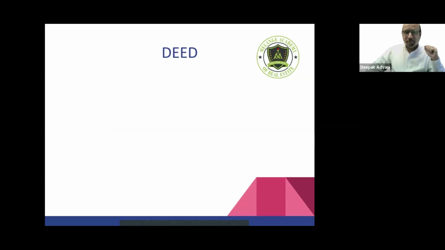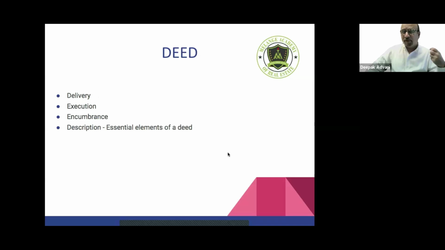DEED. Delivery, execution, encumbrance, and description. These are the essential elements of a deed. As long as a deed is being transferred, these are the four elements that need to be there: delivery, execution, encumbrance, and the description.